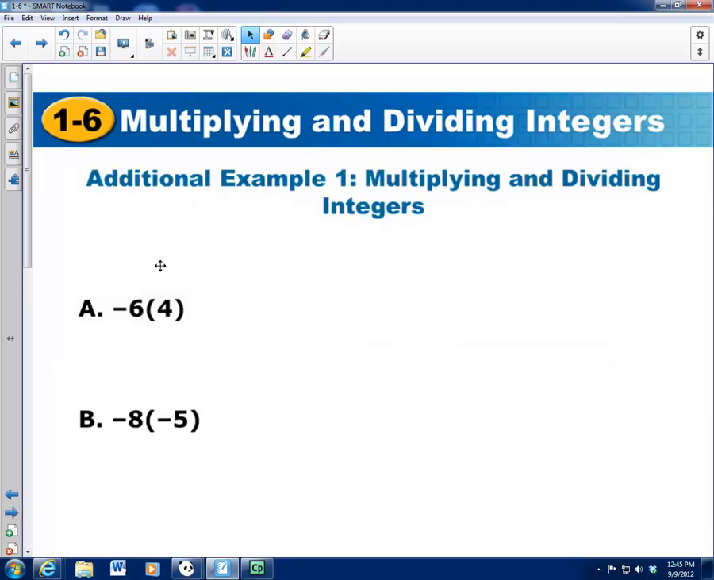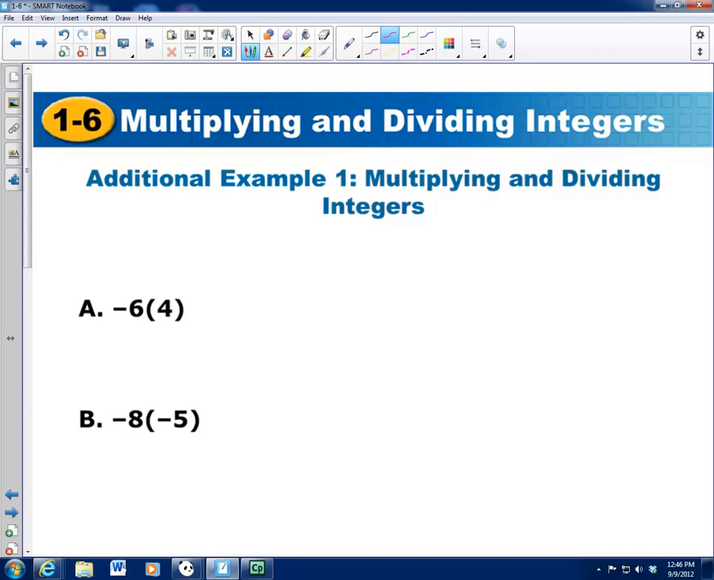Now if you look here at A and B, we have two problems here that are multiplication. I know that it doesn't have a multiplication symbol in there, but we have these parentheses. Now remember, parentheses mean multiply. And if you look at letter A, we have -6 times 4.